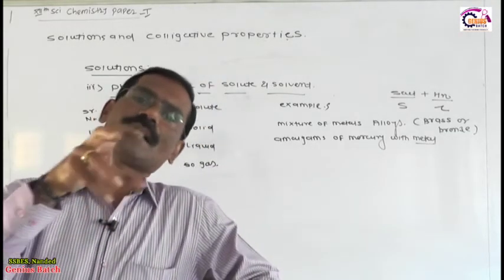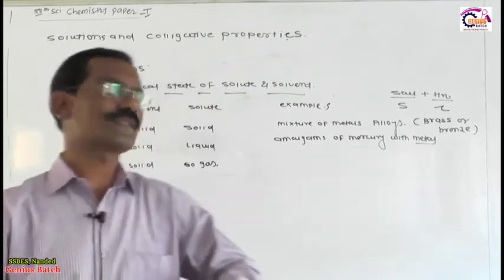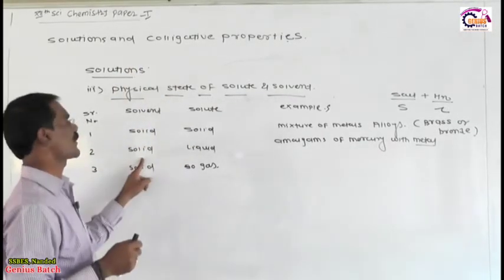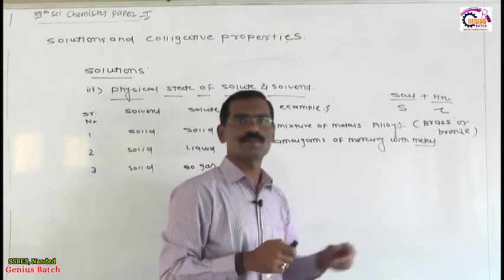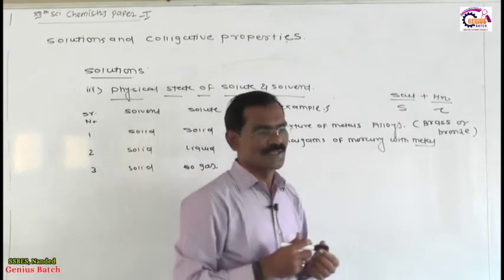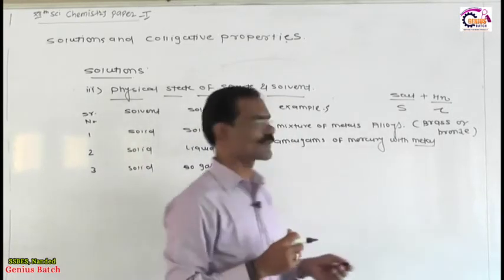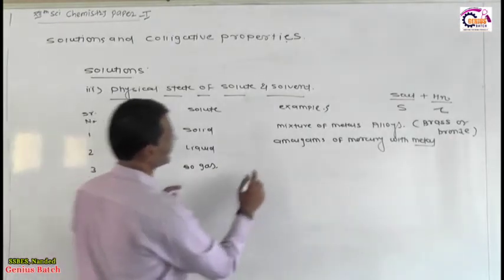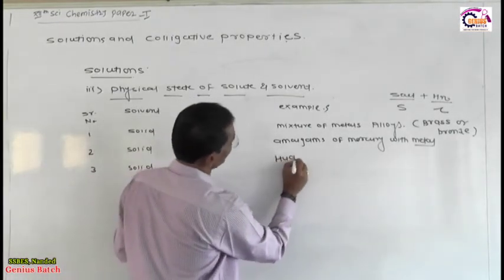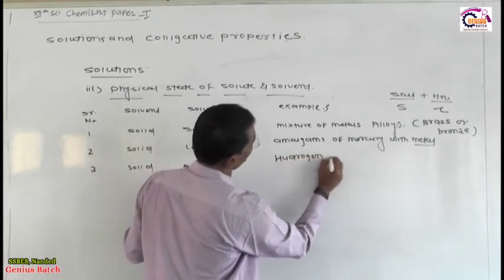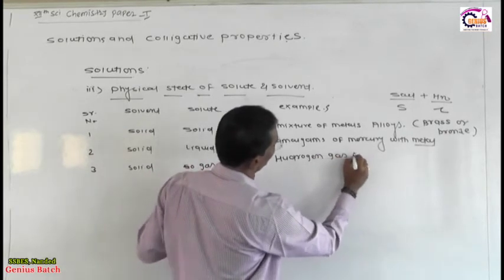And when this amalgam is used in any solid metal, it becomes a solution of liquid in solid. The best example is the amalgam of mercury with metal. The last example, solid in gas: hydrogen gas, listen very carefully, this is also very good. Hydrogen gas on a metal surface.